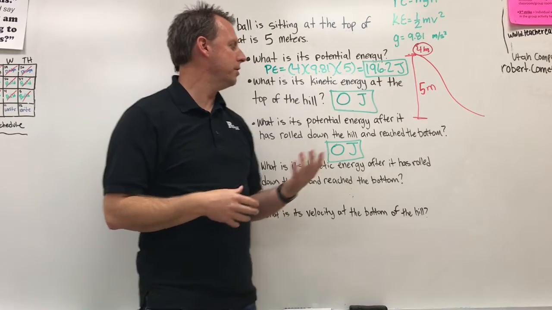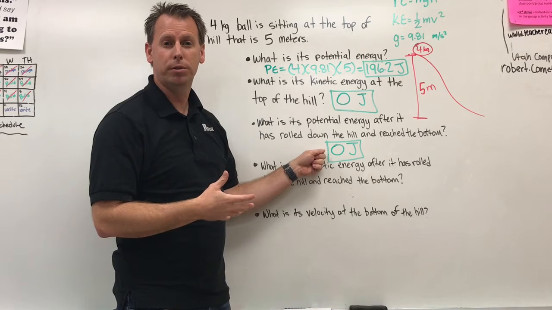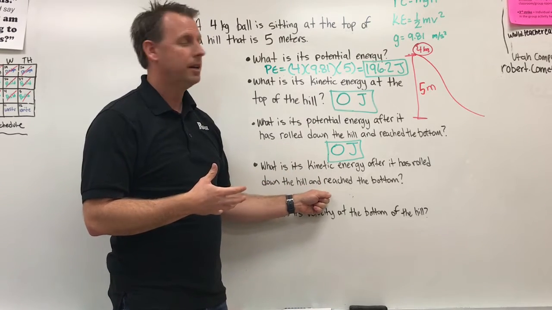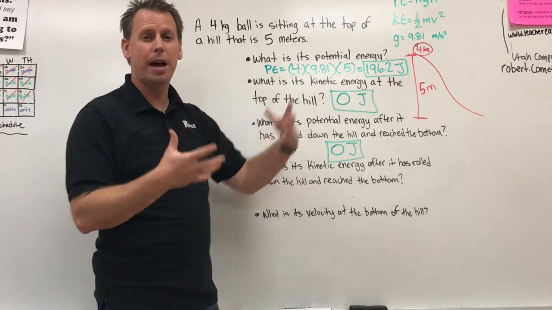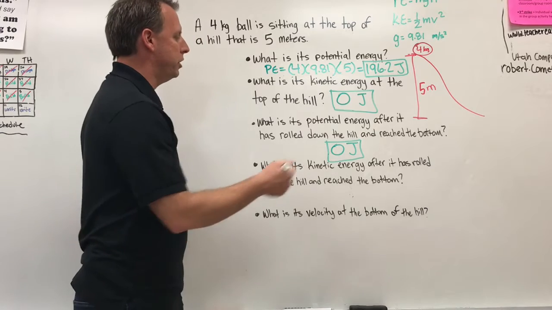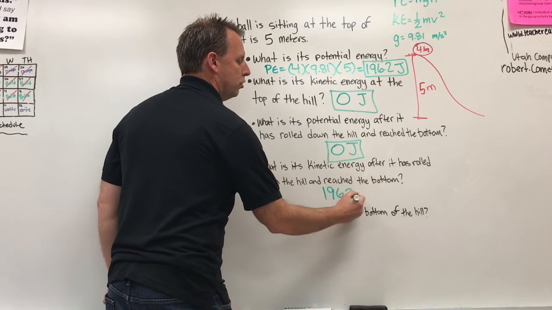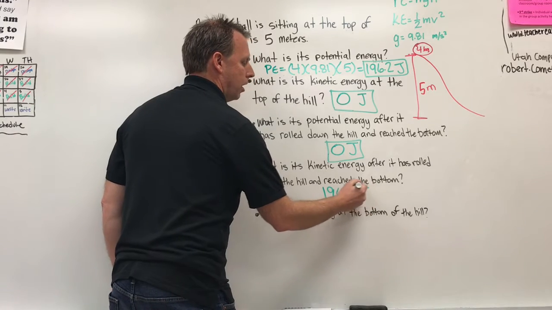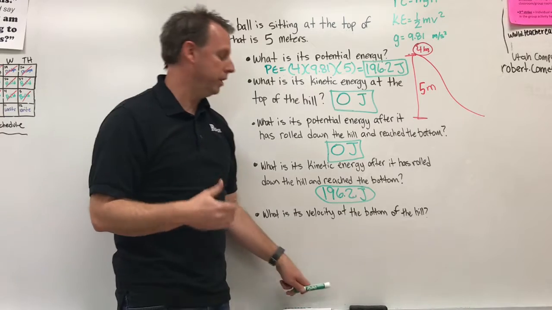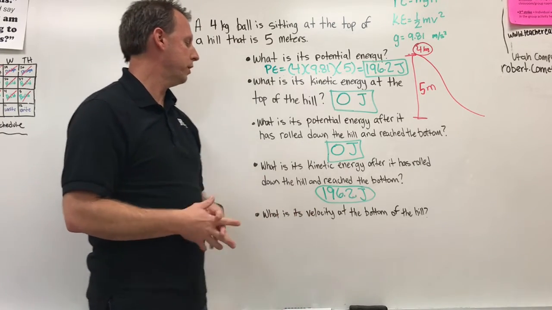And so in this case, once it gets down to the bottom of the hill, if its potential energy is 0, then its kinetic energy is going to have to be equal to its potential at the top, the total amount of energy it had when it started. So the kinetic energy at the bottom is just the same, 196.2 joules. All of its potential energy has been converted into kinetic energy, the energy of motion.